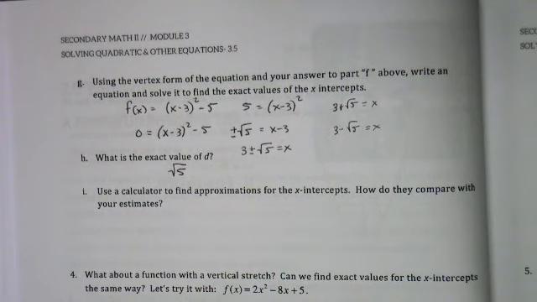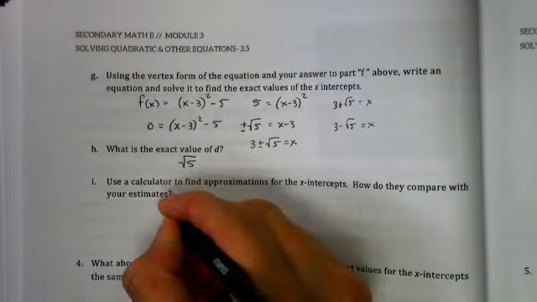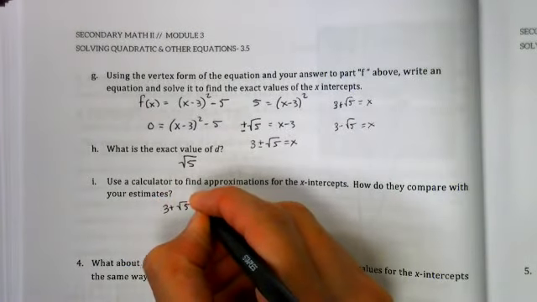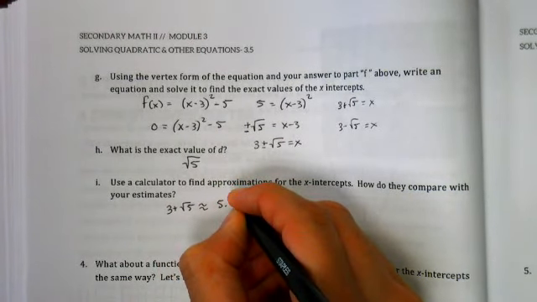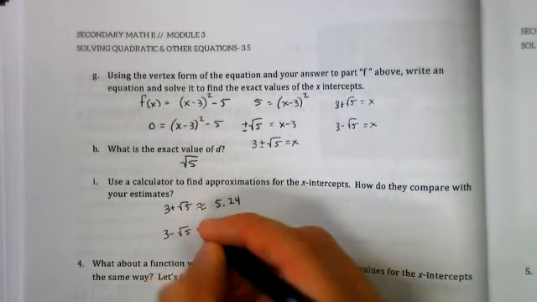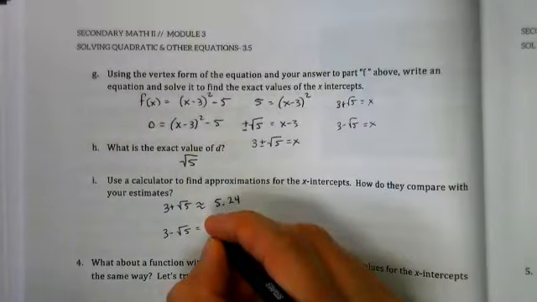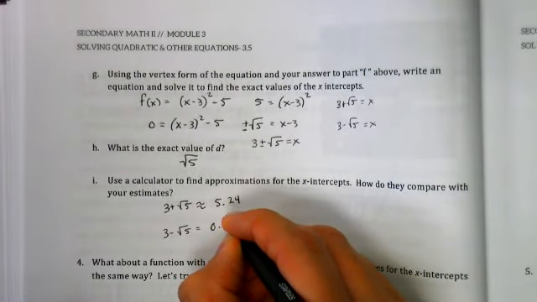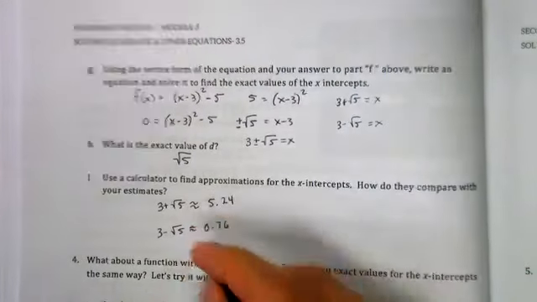So if I put 3 plus the square root of 5, 3 plus the square root of 5 is approximately 5.24. And 3 minus the square root of 5 is approximately 0.76, approximately. How do they compare?